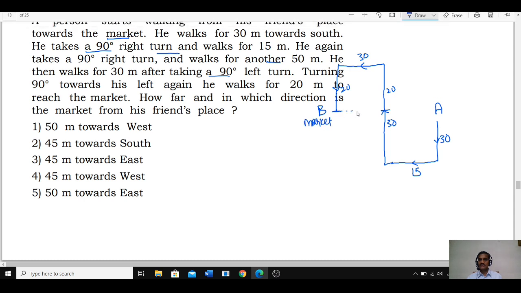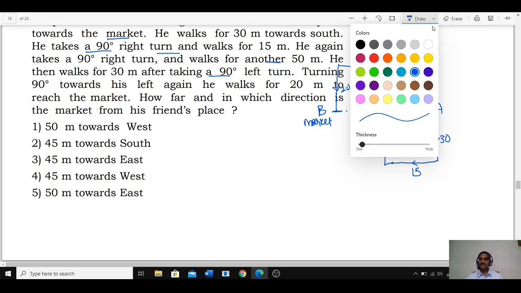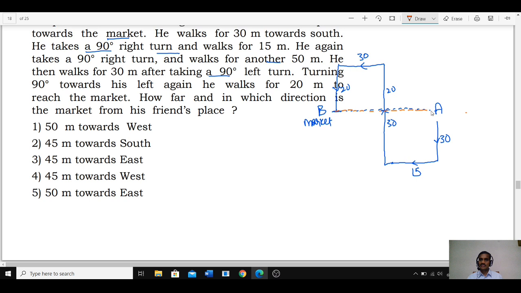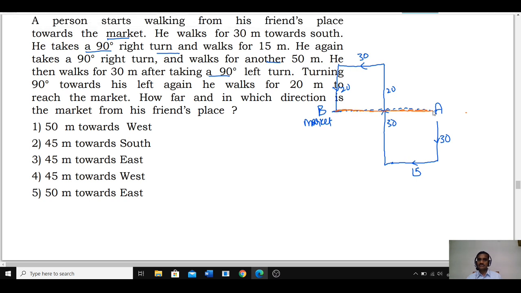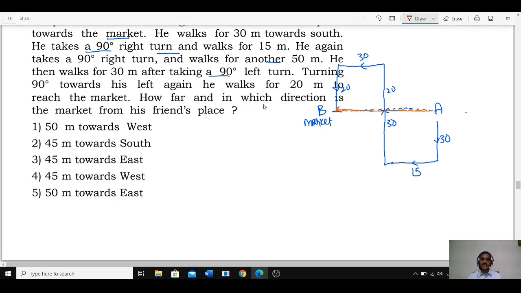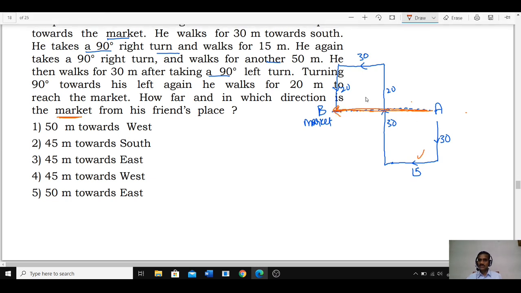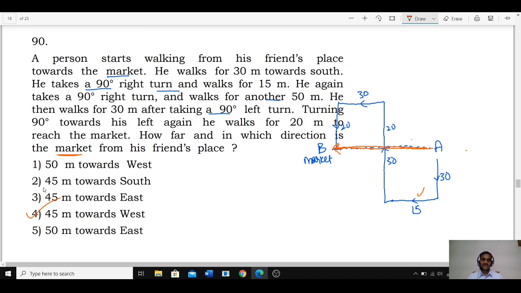Now we need to find the distance between these two, the shortest distance. And B is in which direction? Market is towards which direction with respect to the friend's place? How far, in which direction is the market from the friend's place? A is the friend's place. Now we need to move like this, that is towards west. What is the distance? This equals 15, this is 30. 15 plus 30, 45 meters towards west. Choice 4. Question number 90, choice 4 is the answer.